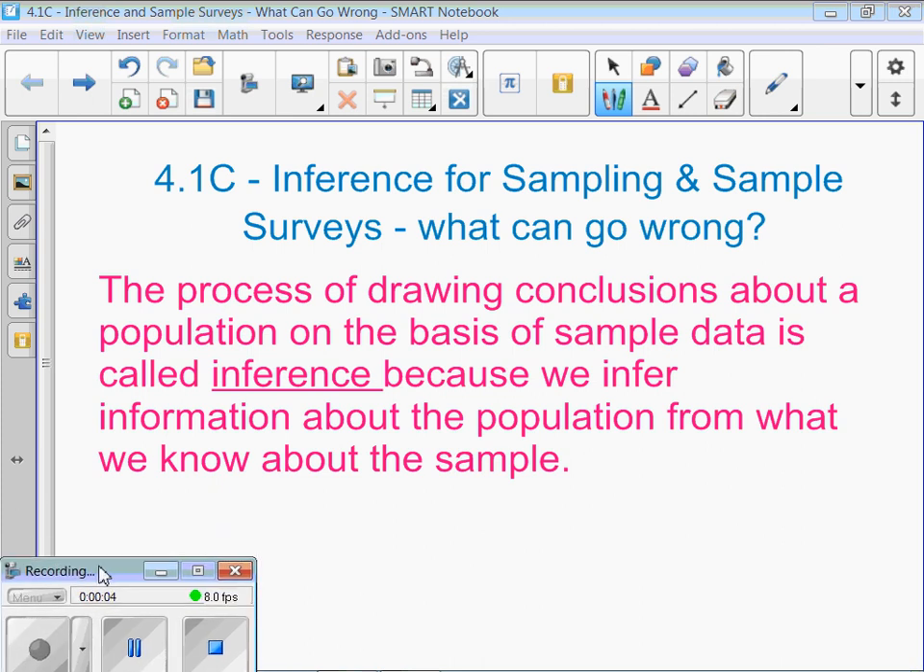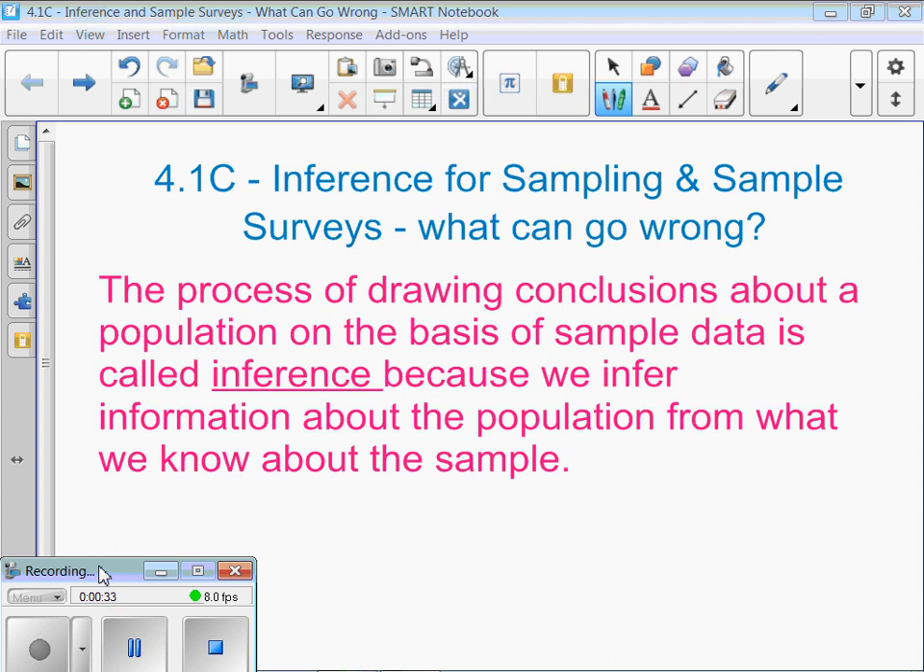All right, inference. You guys need to write down the definition of inference. And we're going to talk about some more problems when you sample or do a survey. Some more things that can go wrong. Besides, what are the two things we already talked about that can go wrong? Like how to sample badly. Do you guys remember? Voluntary response and convenience sample.